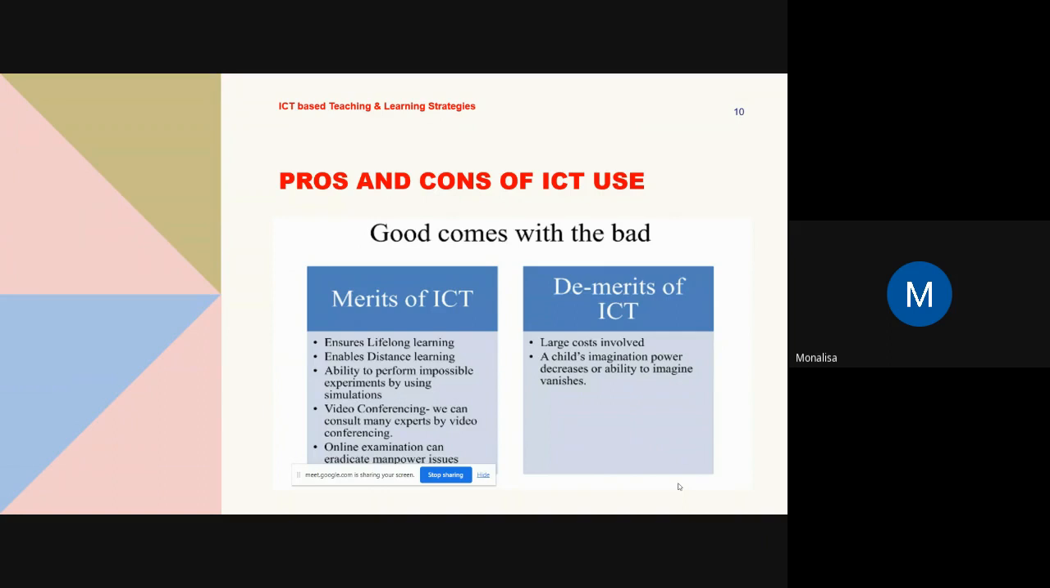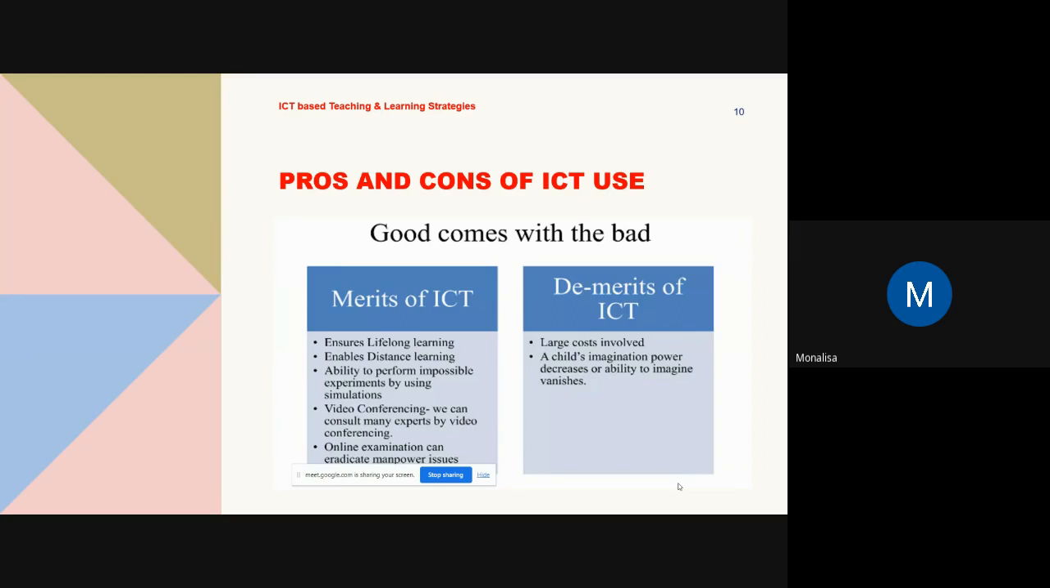If we play some animated videos that provide some learning, it will be better than just listening. ICT has huge merits, and you know that good comes with bad. So if ICT has merits, it has some demerits also. You can see that ICT involves much more cost.